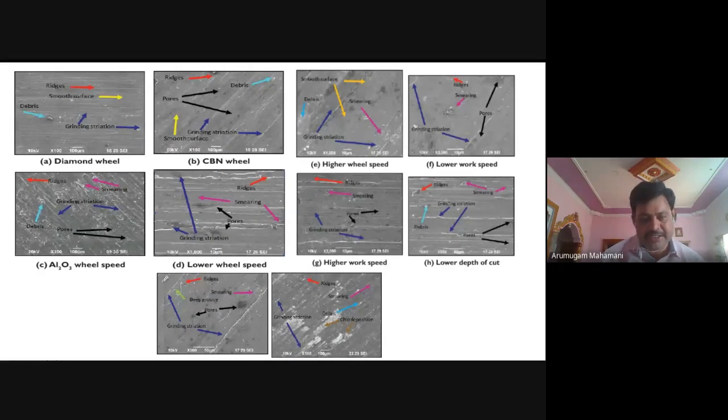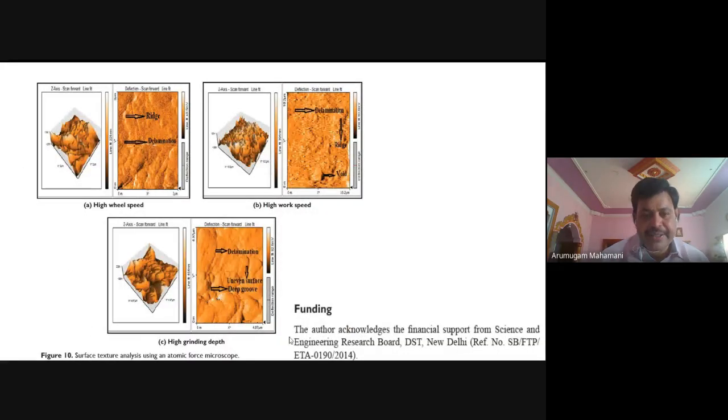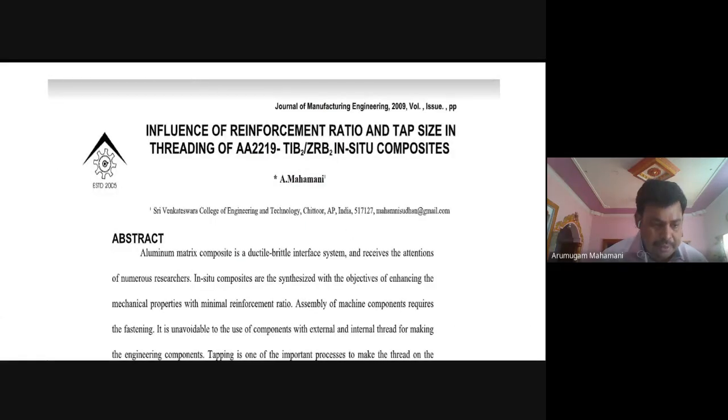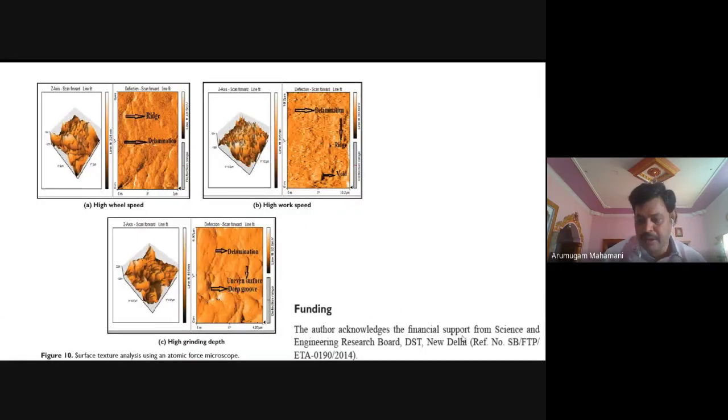This is the machined surface analysis. Look at the diamond wheel generated surface. It is appearing very good. Then this is the atomic force microscope picture. With the optimum cutting conditions we selected, we measured a surface roughness of 230 nano. Again, I am acknowledging the funding agency DST here.